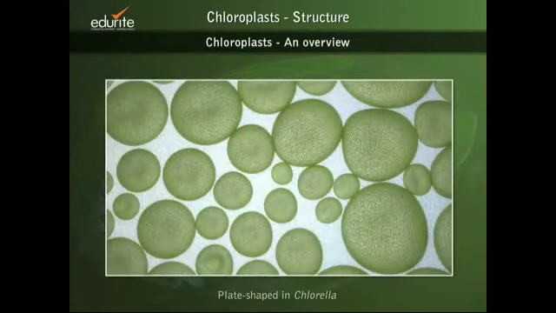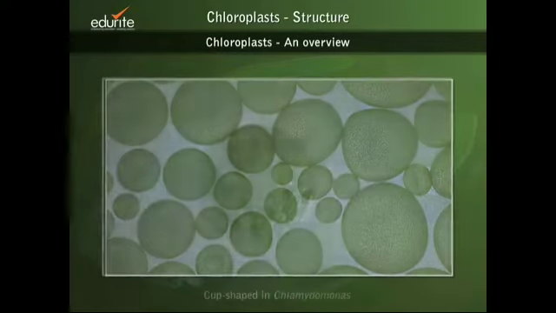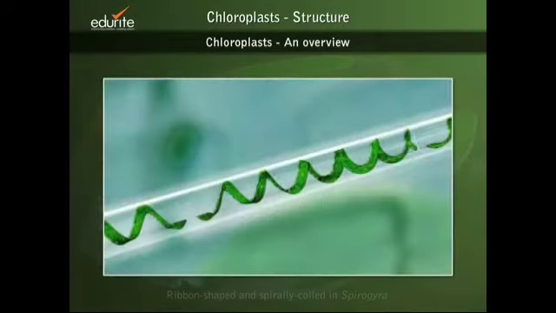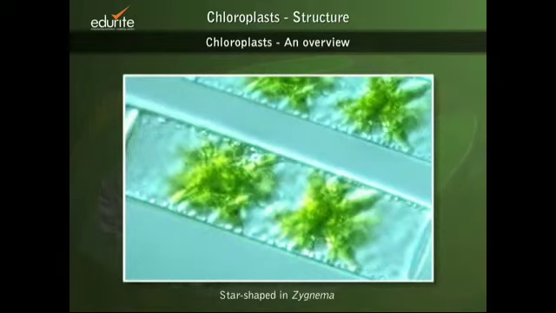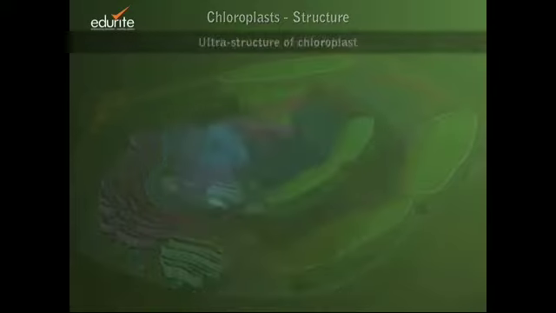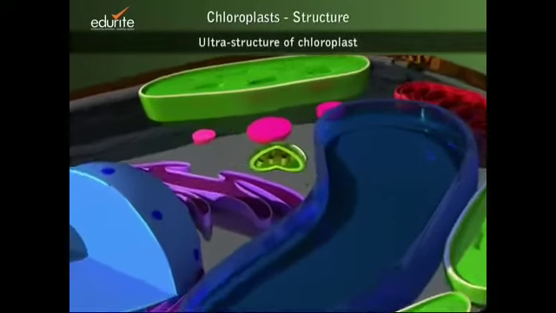Next, grana. Some of the thylakoids are arranged in the form of discs stacked one above the other. These stacks are termed as grana. They are interconnected to each other by membrane lamellae called Fret channels.